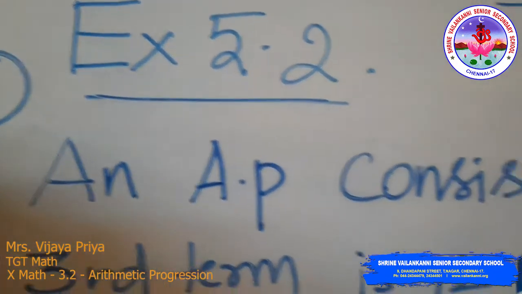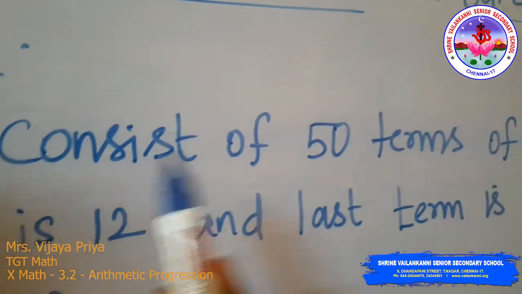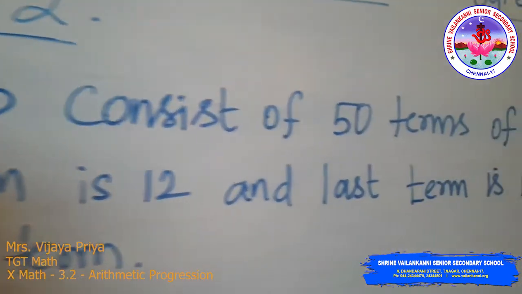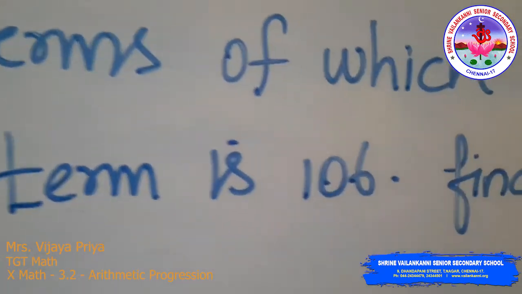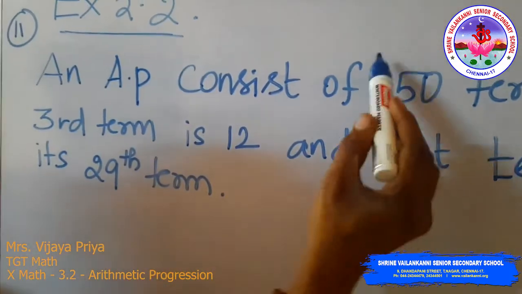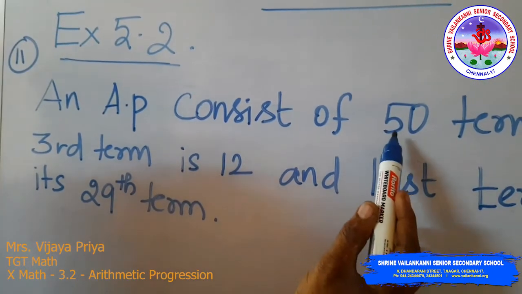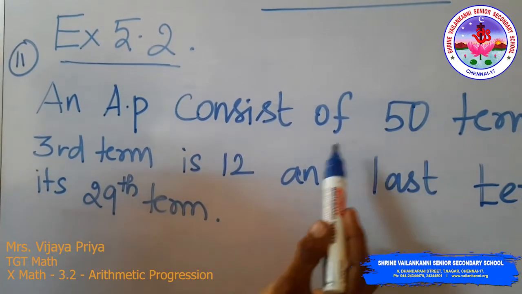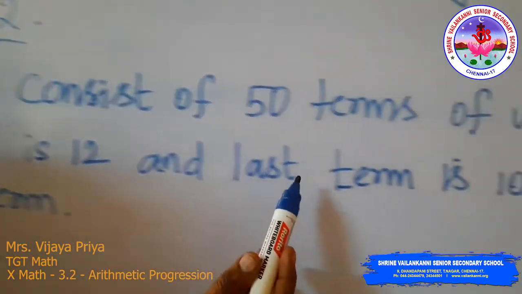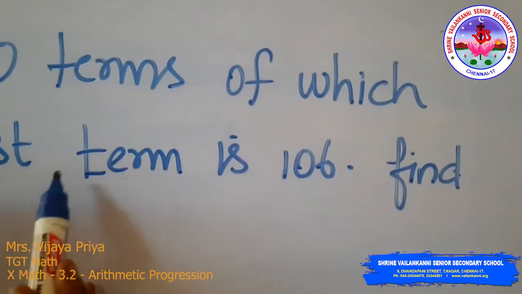An AP consists of 50 terms, of which the third term is 12 and the last term is 106. Find its 20th term. So in this problem, he has given a total of 50 terms, where n is equal to 50, and he has given the third term, A3, is 12, and the last term, so the last term will be your an.